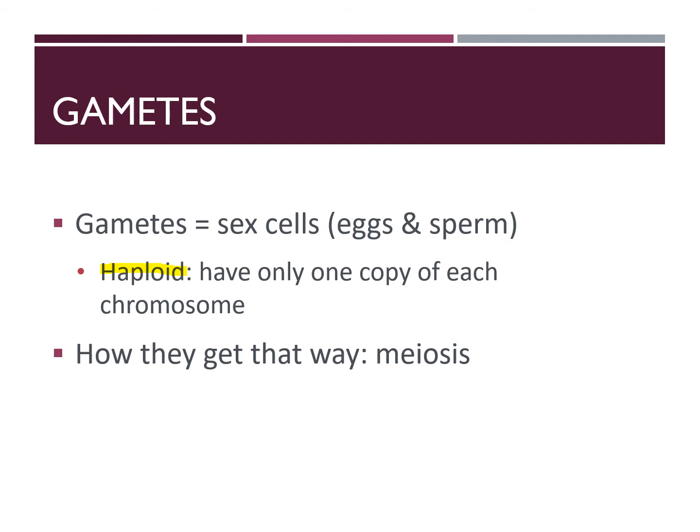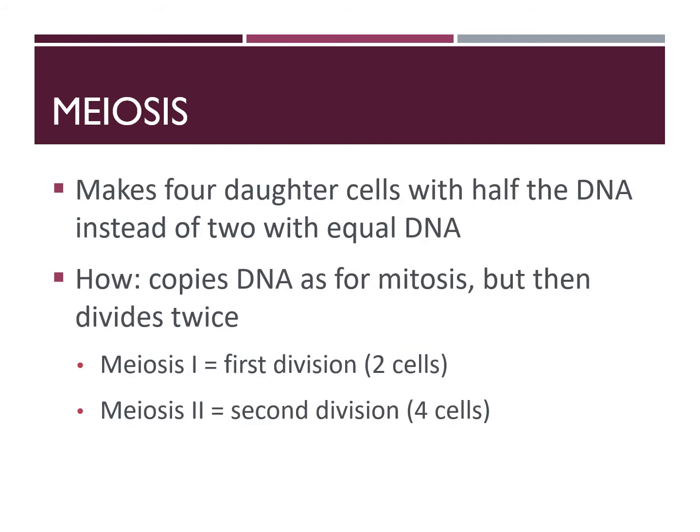Meiosis is the process of dividing a cell so that you get half the DNA in it. What it does is it makes 4 daughter cells, each with half the DNA, instead of 2 with equal DNA as we have in mitosis. What it does is it copies the DNA, but then it divides twice. We call those two divisions meiosis 1, which produces 2 cells, and then meiosis 2, which produces 4 cells from dividing those first 2.